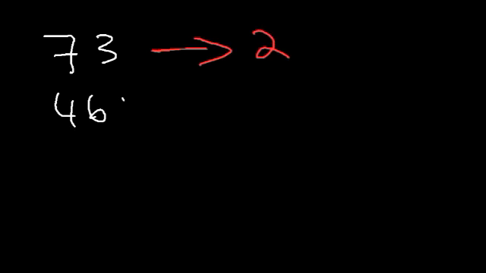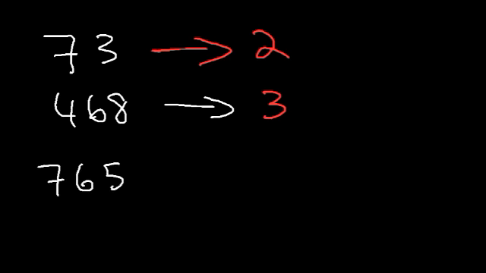So for example, how many significant figures are in the number 73? The first rule that you need to know is that non-zero numbers are always significant. So 7 and 3 are significant, so there's 2 sig figs in this number. 468 has 3 significant figures. 7,651 has 4 significant figures.